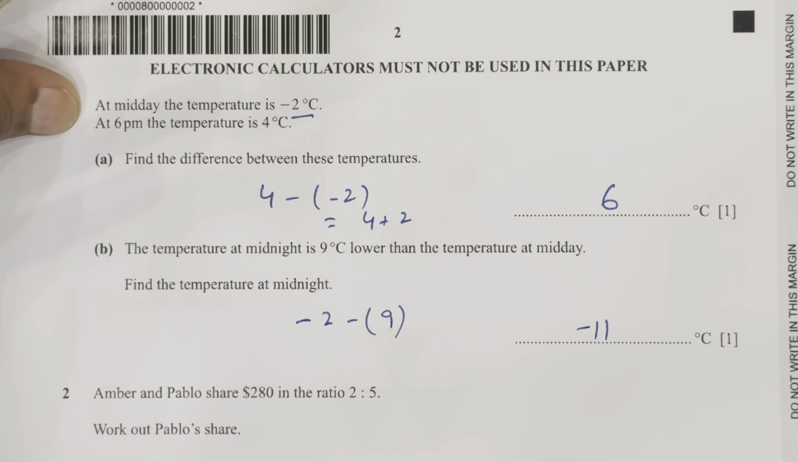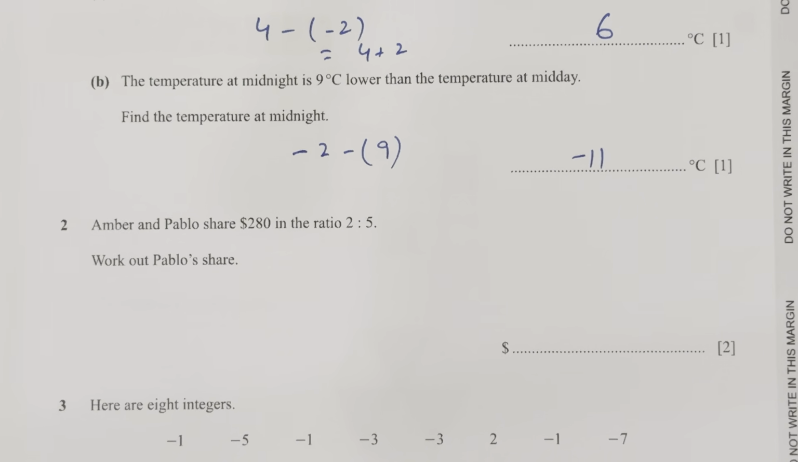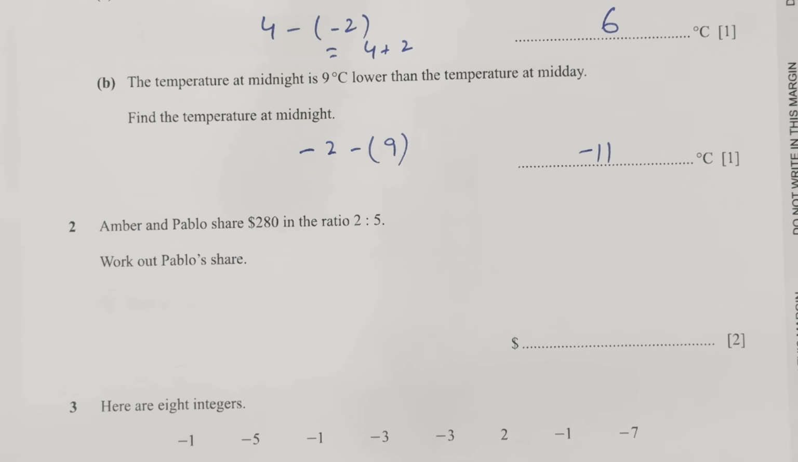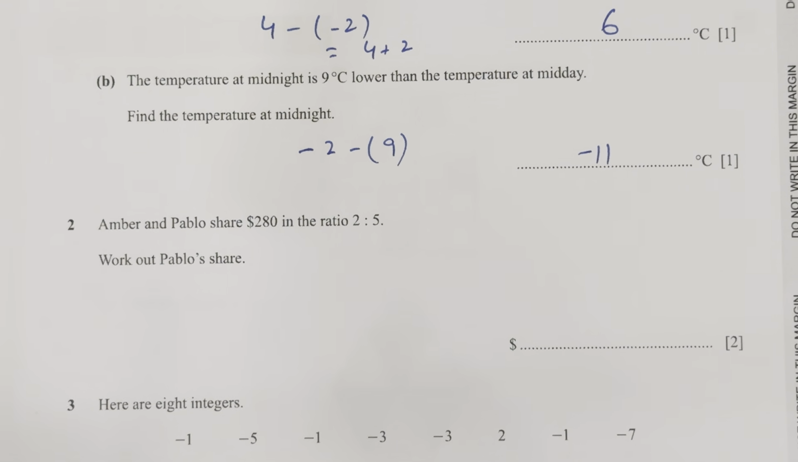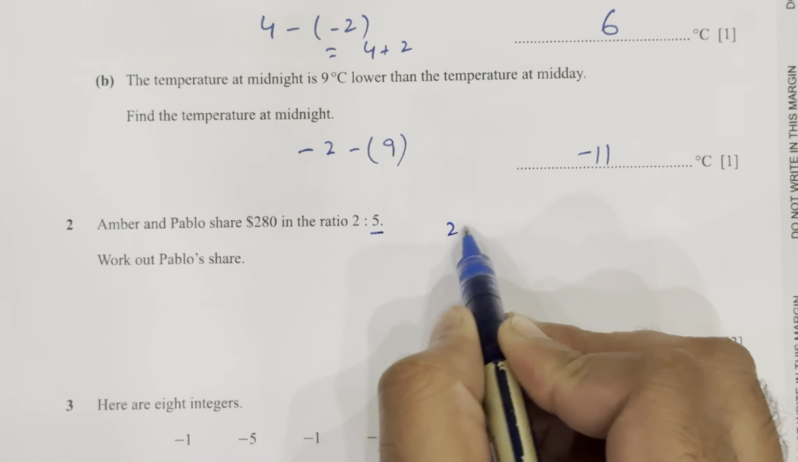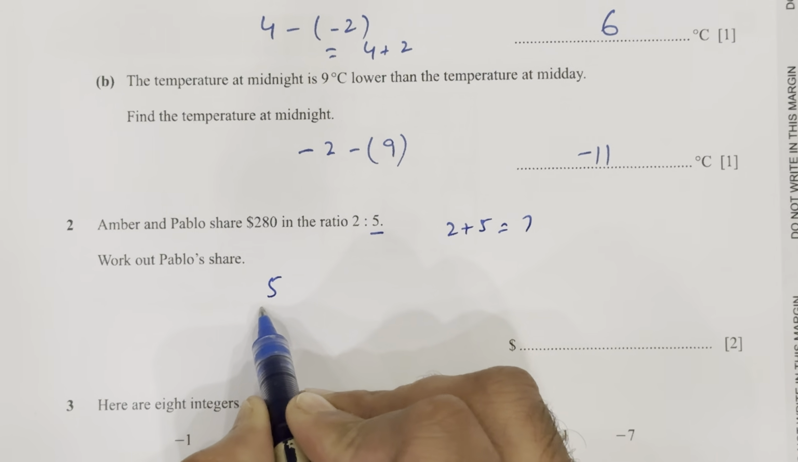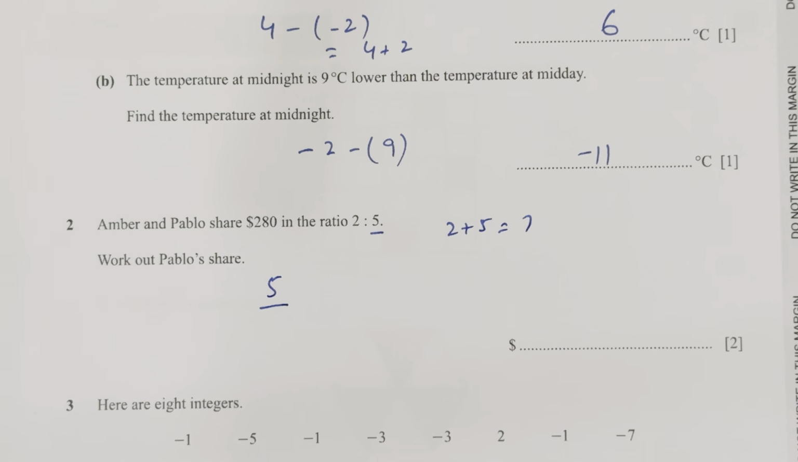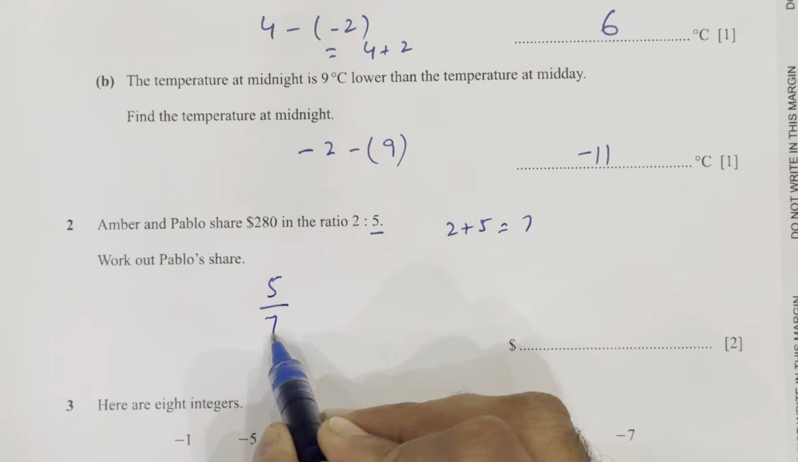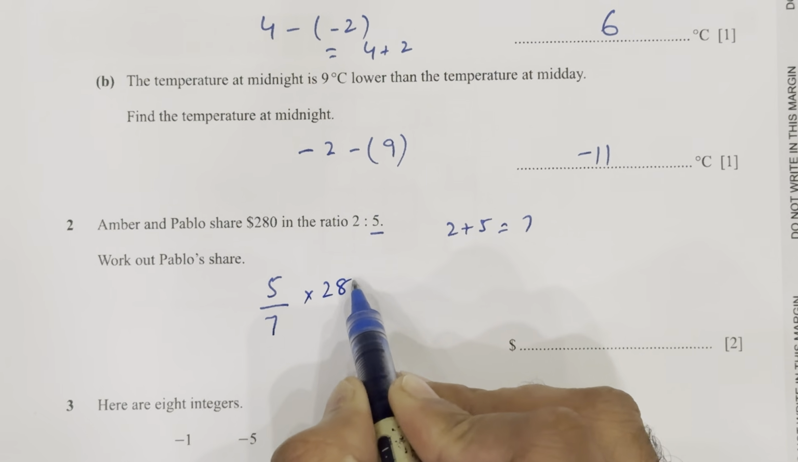Moving to question number 2, that is from the topic of ratio. Amber and Pablo share $280 in the ratio 2:5. Work out Pablo's share. We know that Pablo has a share of 5 and the total sum of their ratio is equal to 7. So we're going to take Pablo's ratio in the numerator and the total in the denominator, and the total amount is equal to 280.